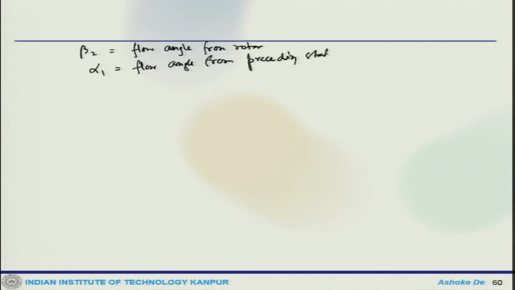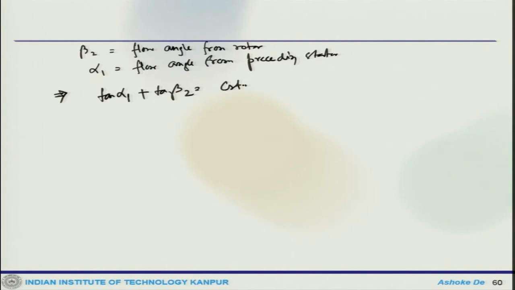So, which means beta 2 would be the flow angle from the rotor, and alpha 1 is the flow angle from the preceding stator. Okay. So, in total, tan alpha 1 plus tan beta 2 is constant.